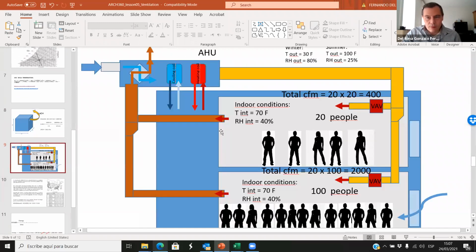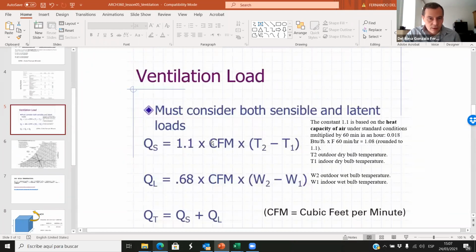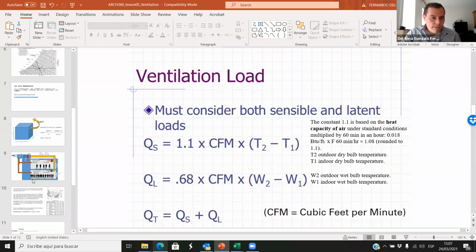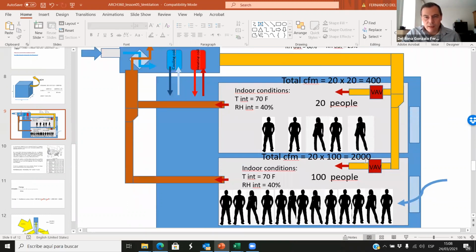Okay, so if we want to calculate the amount of CFM, and we need the CFM to calculate the ventilation loads, because we have CFM here, then we need the dry bulb and the wet bulb temperature. But first, we need to calculate the CFM. So we need to know the number of people that we have in each room, and then we have to multiply this by 20, and we are pretty sure that this amount of CFM is good for the ventilation.